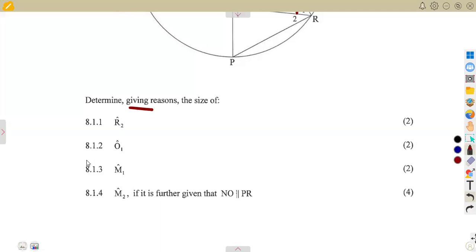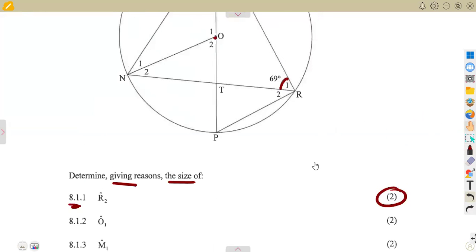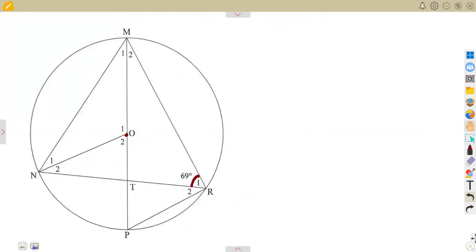Let's consider the first one, 8.1.1, that is angle R2, for 2 marks. Let's consider where R2 is. Remember, I talked about this, that there is R1 and R2 here. But what is it about this R1 and R2? What is it that we have?